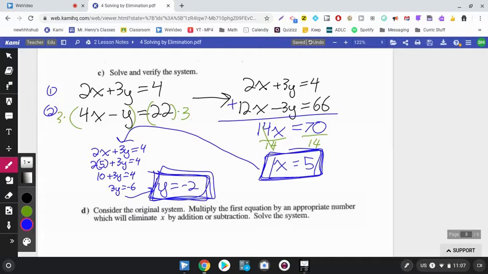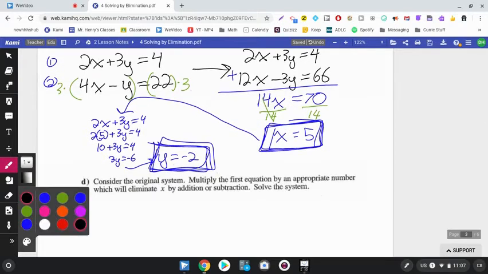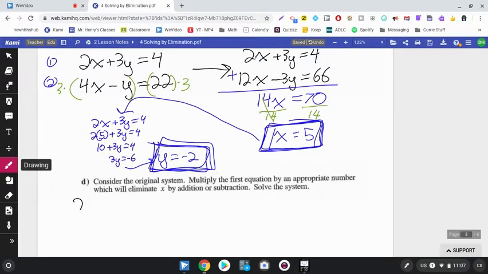Same question. We're looking at the same system, but we're going to do something a little different. 2x plus 3y equals 4. 4x minus y equals 22. Okay, there's equation 1 and equation 2.